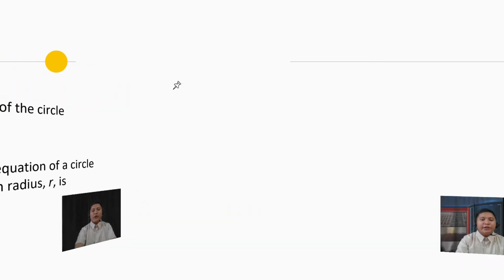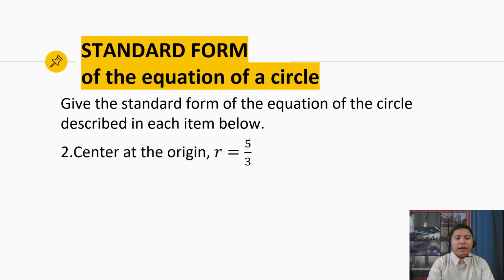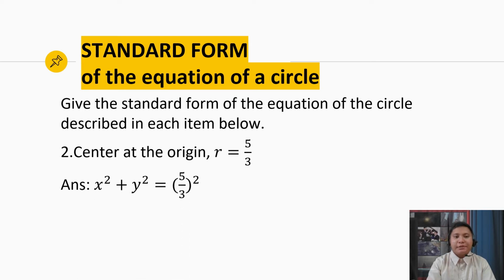For number 2, we have the given: our center is at the origin and our r is equal to 5 over 3. Take note that number 2 has the same case as number 1, in which its center is at the origin. So we write our answer as x squared plus y squared is equal to 5 over 3 squared. Do we have the same answer? Okay, very good. Let us proceed with number 3.